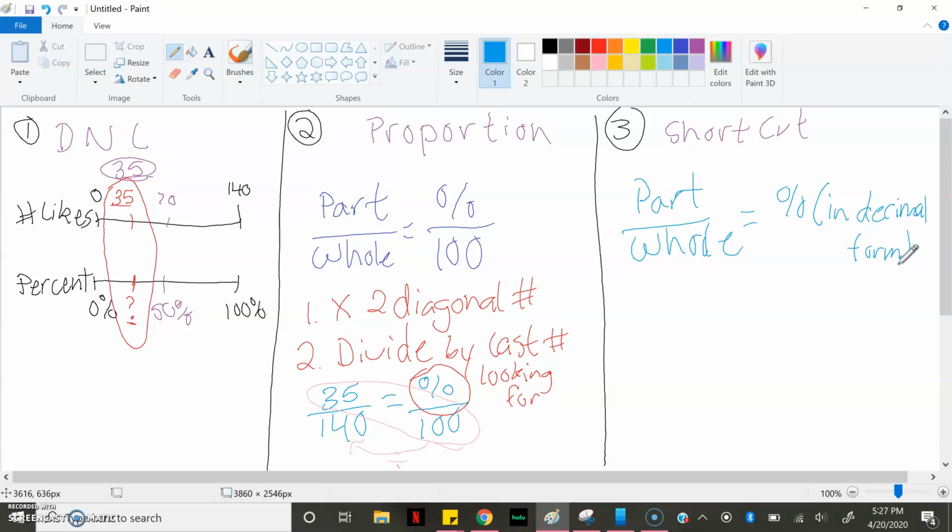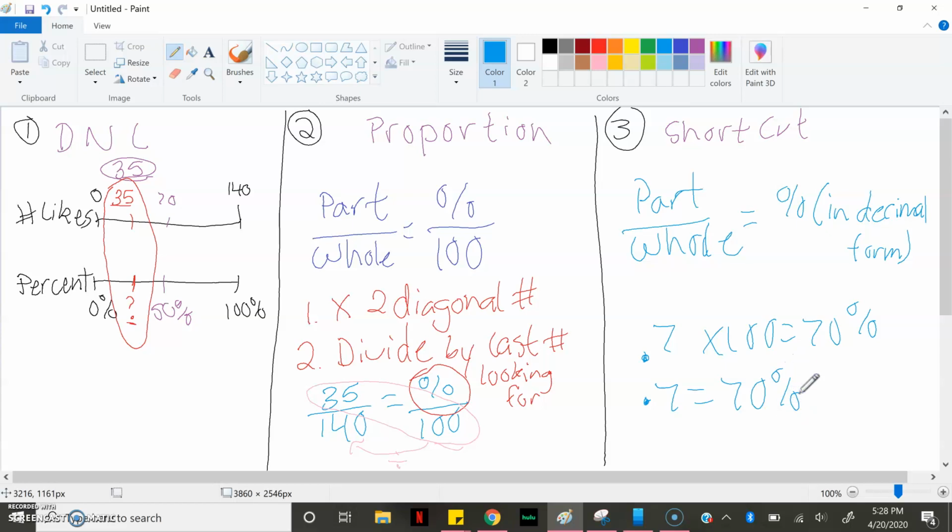So if you did part divided by whole and you got 0.7, to turn that into the actual percent, you're going to multiply by 100. So that would be 70%. So 0.7 is equal to 70%. So whatever you get when you do part divided by whole, just multiply that by 100 to get the actual percentage. So hopefully one of these strategies makes sense to you, and use whichever strategy you would like to solve the problem again.